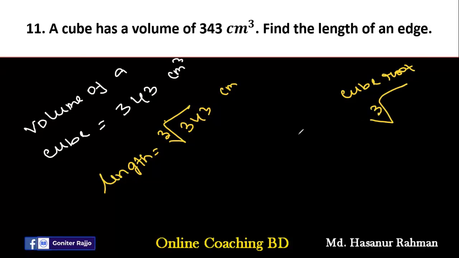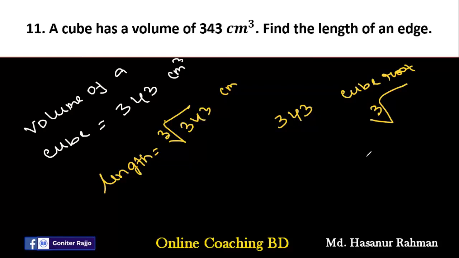So how can I find out the cube root? That is very simple. 343 divided by something. That means we have to find out the prime factors. So how can I find out the prime factor of 343? Very simple. We have to divide it by prime number. So this one is divisible by 7.